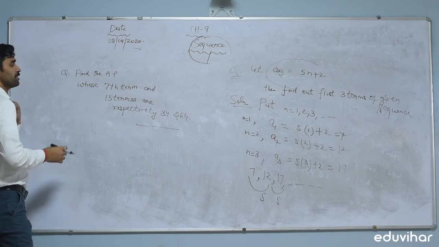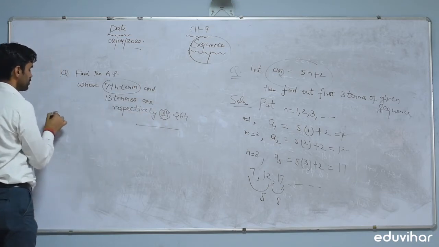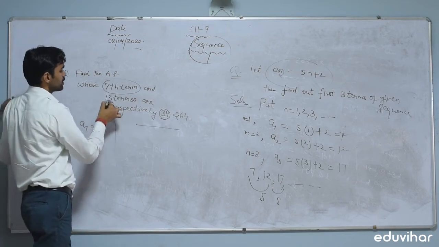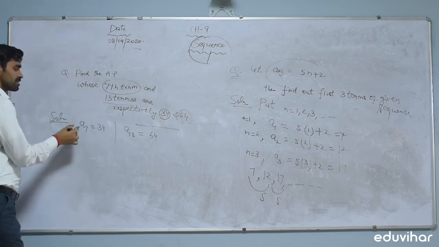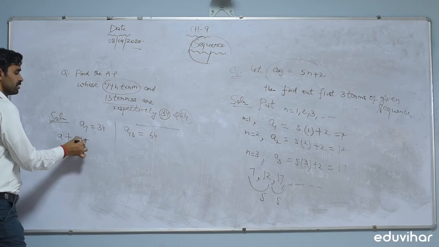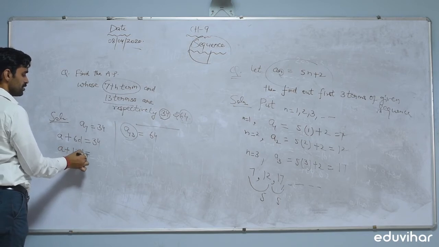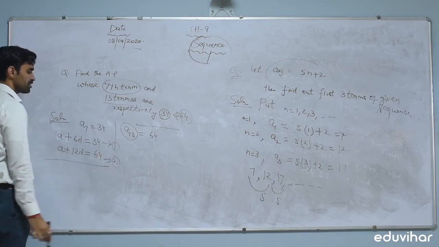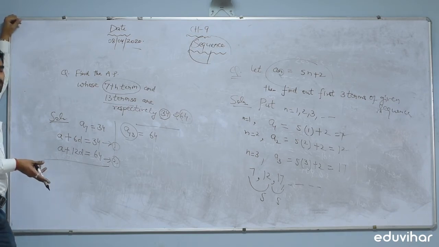Okay, we are given the 7th term as 34 and the 13th term as 64. The 7th term means a plus 6d, which is given to be 34. The 13th term means a plus 12d, which is given as 64. Now solve equations 1 and 2 to get the values of a and d.